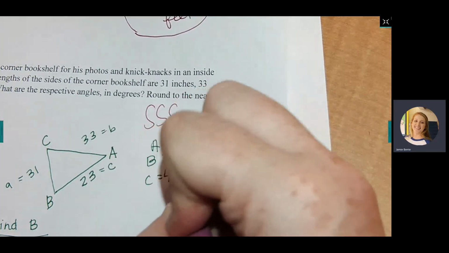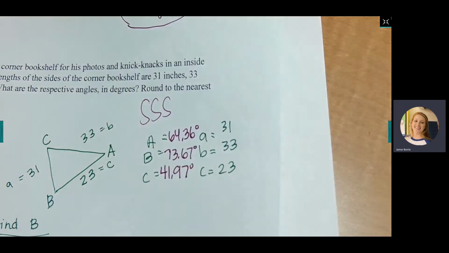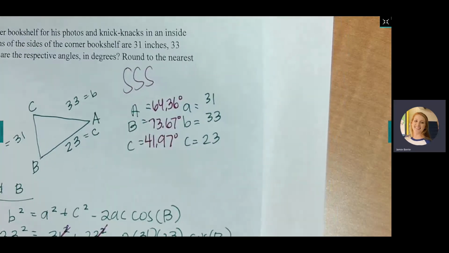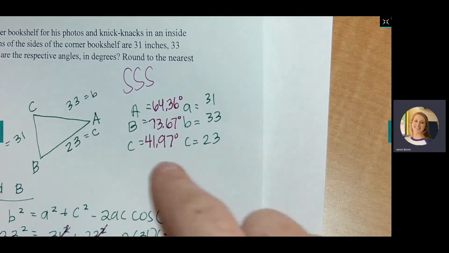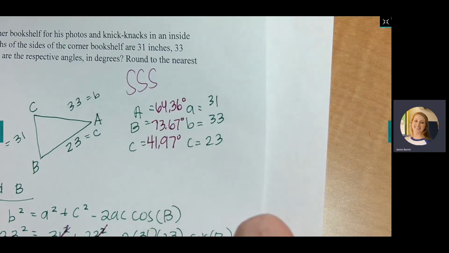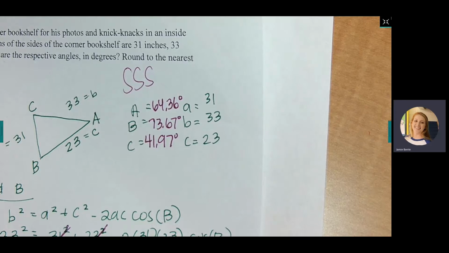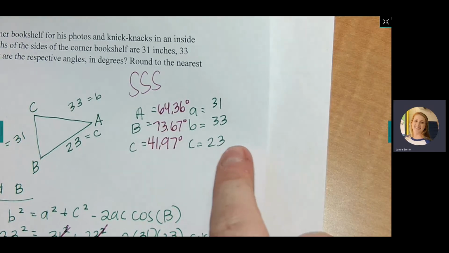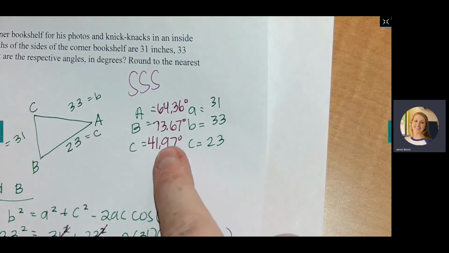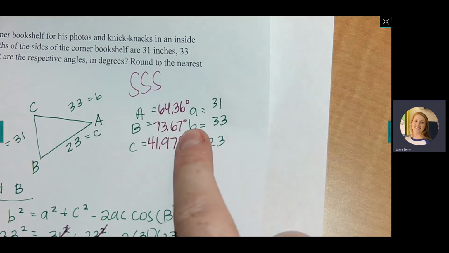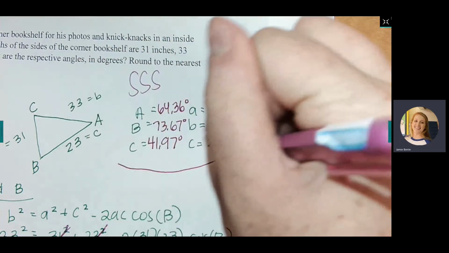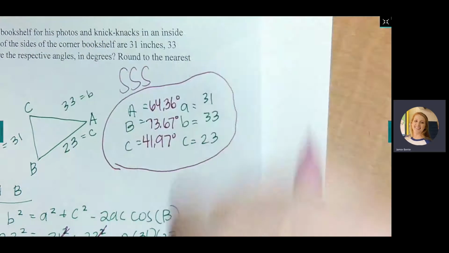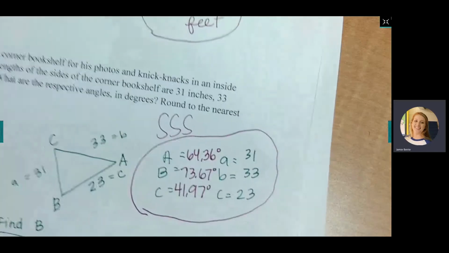41.97. And then, like I said a few minutes ago, you can make sure that your answer makes sense by checking, okay, does the biggest side match with the biggest angle? Does the smallest side match with the smallest angle? Does that work out here? Smallest side, smallest angle, yeah, that works. Biggest side, biggest angle, yeah. So everything looks right. If something didn't match up properly, we would know that we did something wrong somewhere.